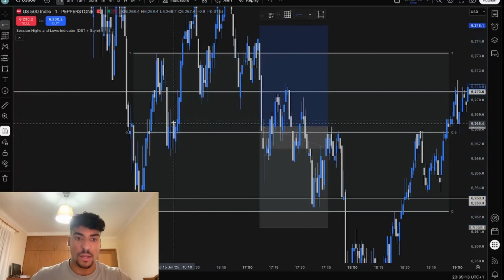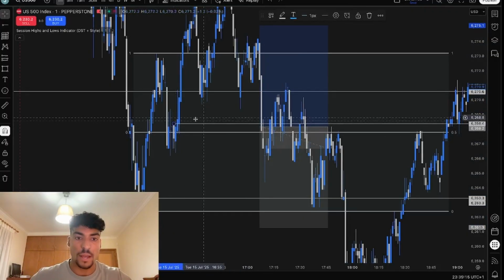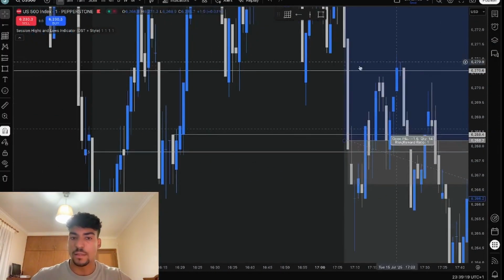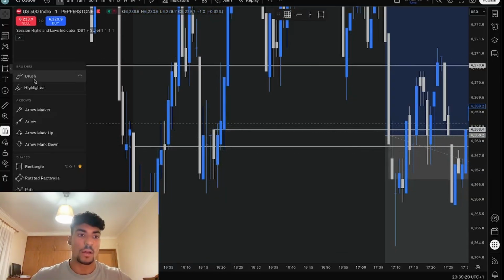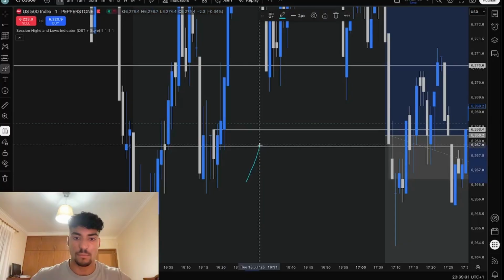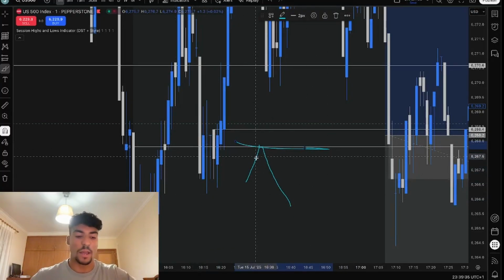And you have this one move up and move down. That's a high. It gets broken right down here. So if you guys see, this is a low. Yeah, this is a high. Move up. This blue candle is a move up, and this white candle is a move down. So this is a high.